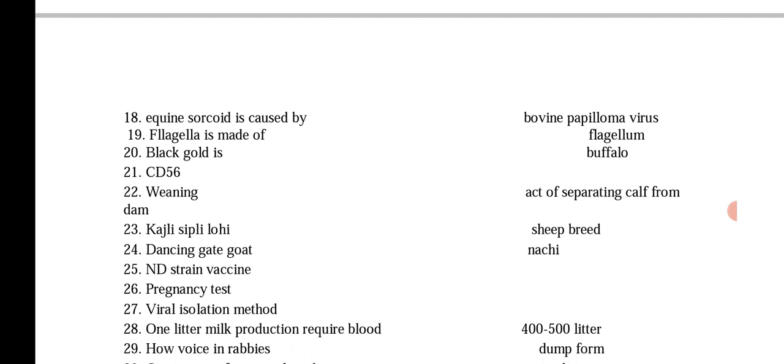One liter of milk production requires at least 500 liters of blood to pass through the mammary gland. The circulation of 500 liters of blood through the mammary gland is required to produce only a single liter of milk.